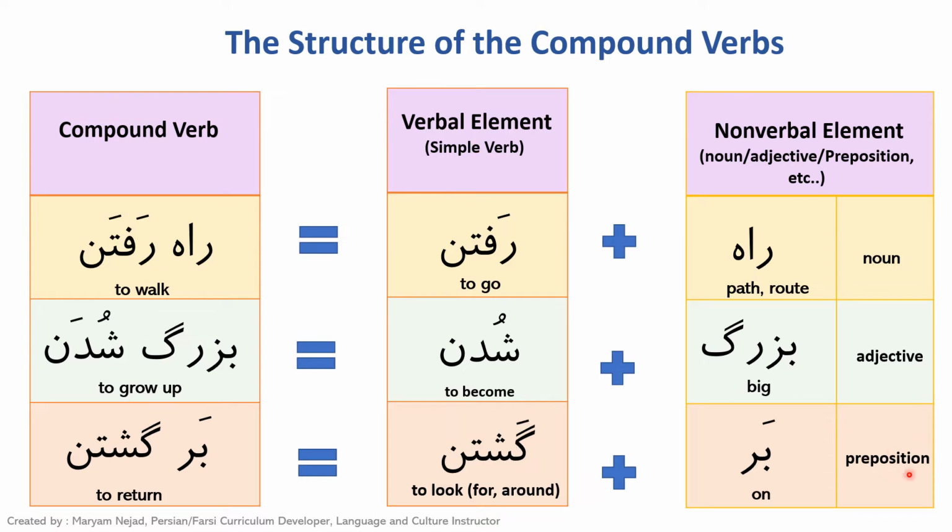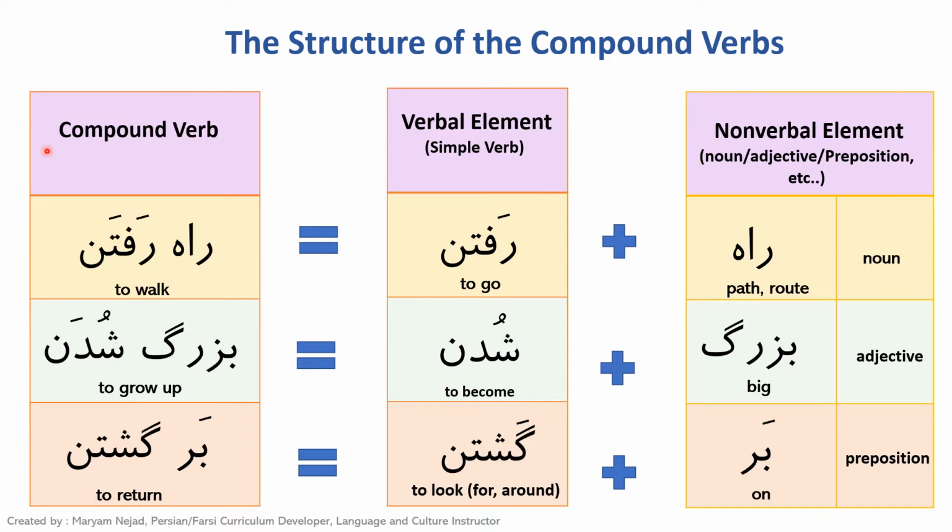And then another example with a preposition, we have بر here. بر is a preposition and it means on. And then we have the simple verb گشتن here. گشتن means to look, like to look around or maybe to look for. And then these two next to each other, برگشتن, it means to return.